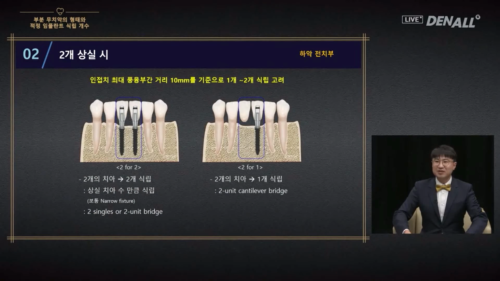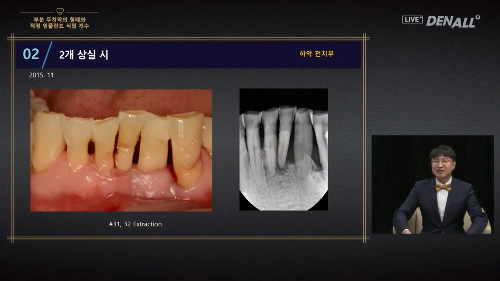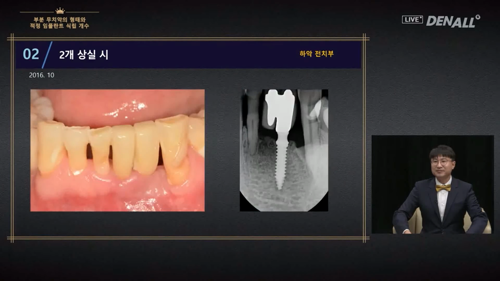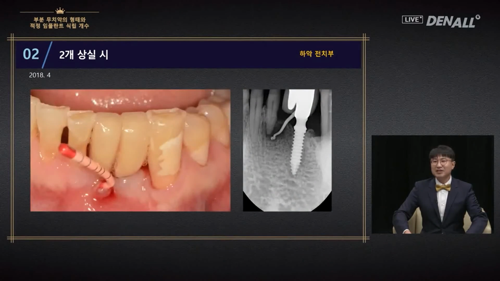Now let's look at lower anterior. Often it is very tight, so you need to think long and hard. Extraction of 31 and 32 was necessary, and there was very limited space, and adjacent teeth looked unstable. Cantilever was used for restoration.